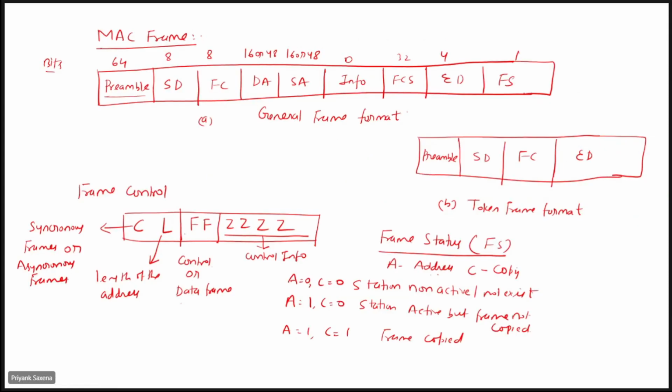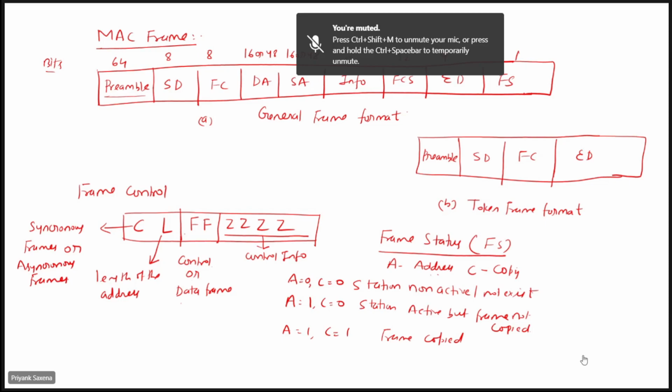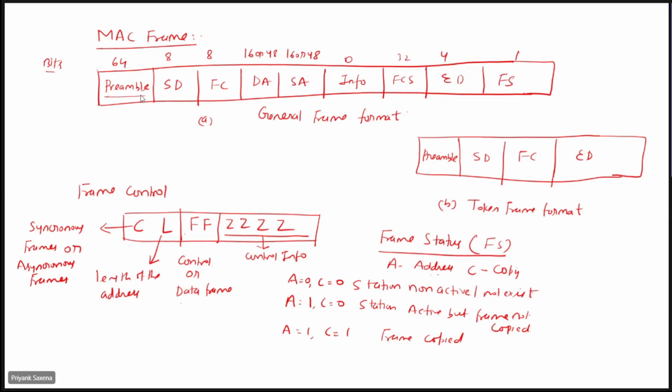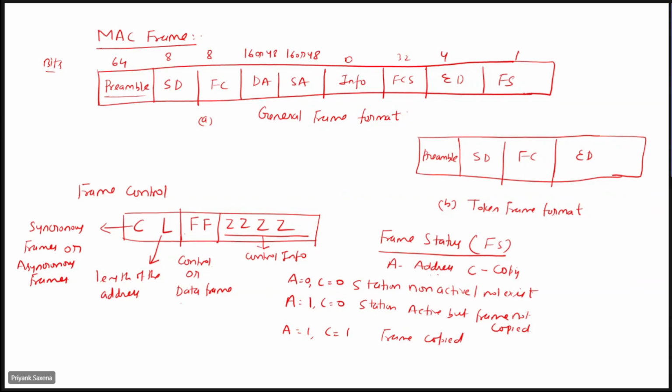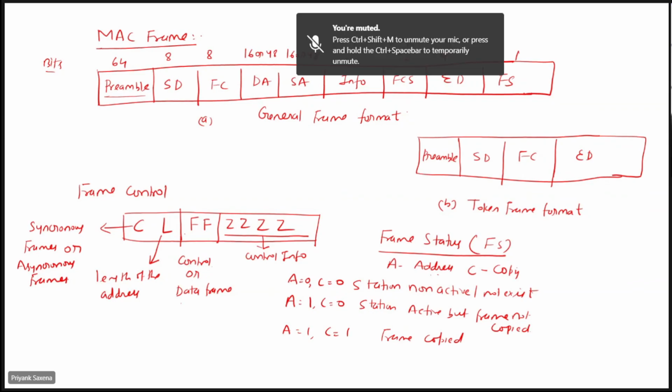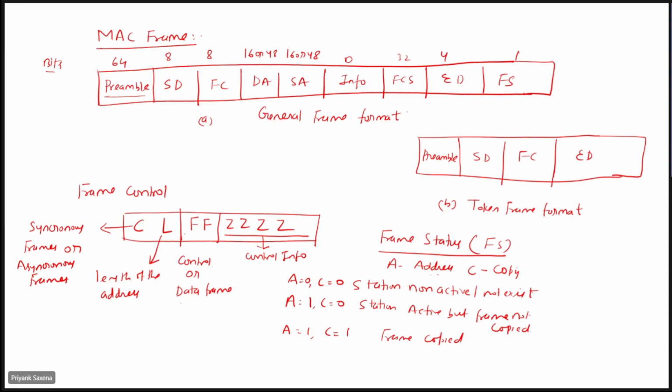This is the MAC frame for FDDI, right? This is the MAC frame for FDDI. Here you can see that there is a preamble. Preamble is just like you have seen in Token Ring, that it is a sequence of known data symbols used basically for synchronization purposes.